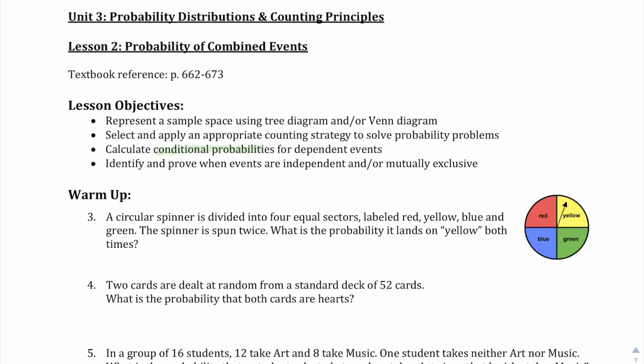And when we are talking about conditional probabilities, this includes conversations about whether or not events are independent or not, or mutually exclusive or not, and we'll also touch on some strategies you should be using as you approach questions, as well as different ways to define sample space like tree diagrams or Venn diagrams.